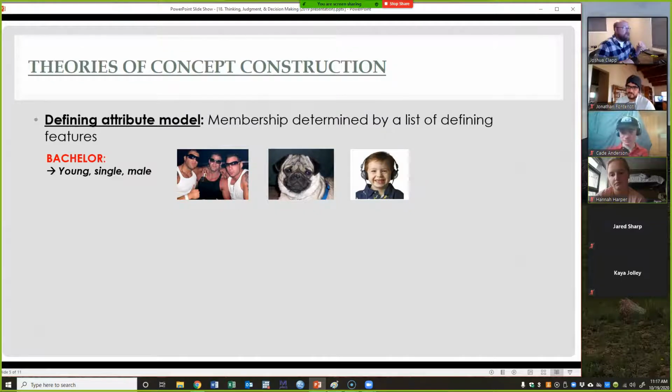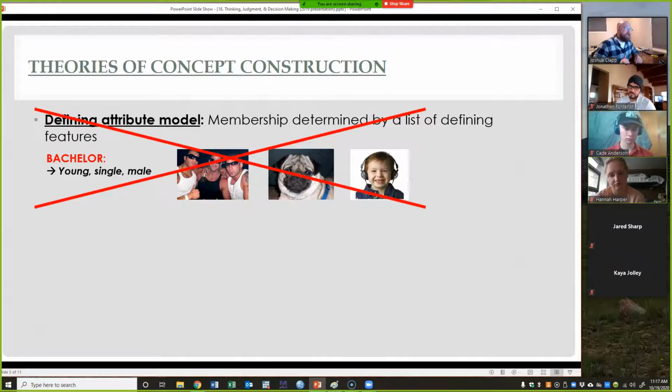It's probably not that every time we're presented with something new, we run through a list of necessary and sufficient conditions for whether or not this thing is part of this group or concept, right? We have a lot of different concepts that would be very difficult to categorize as having necessary and sufficient conditions. So the defining attribute model probably makes intuitive sense, but probably isn't how our brain processes concepts, okay?